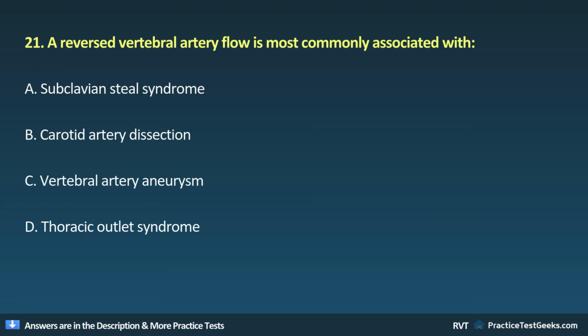21. A reversed vertebral artery flow is most commonly associated with: A. Subclavian steal syndrome. B. Carotid artery dissection. C. Vertebral artery aneurysm. D. Thoracic outlet syndrome.